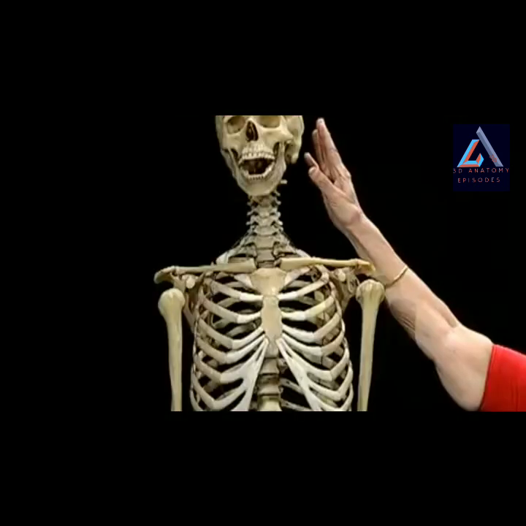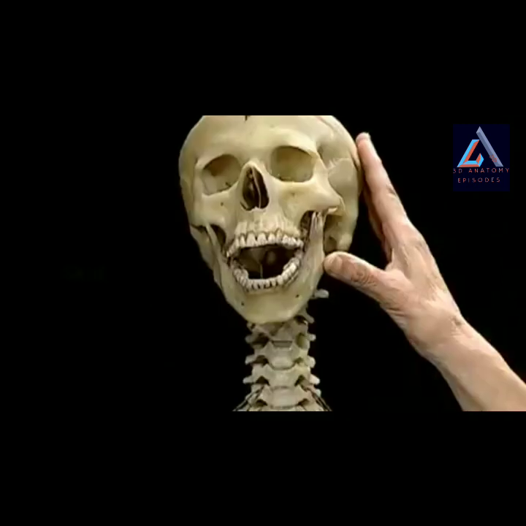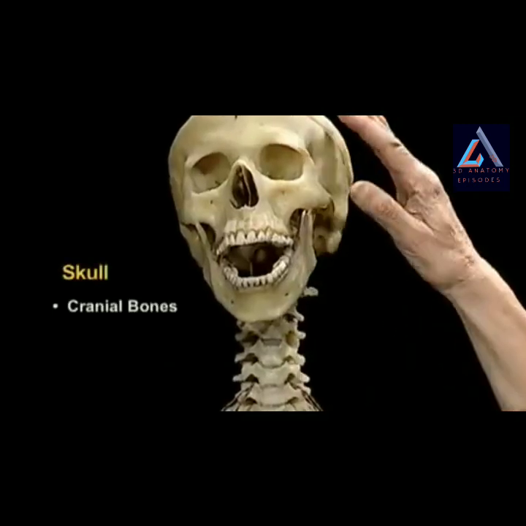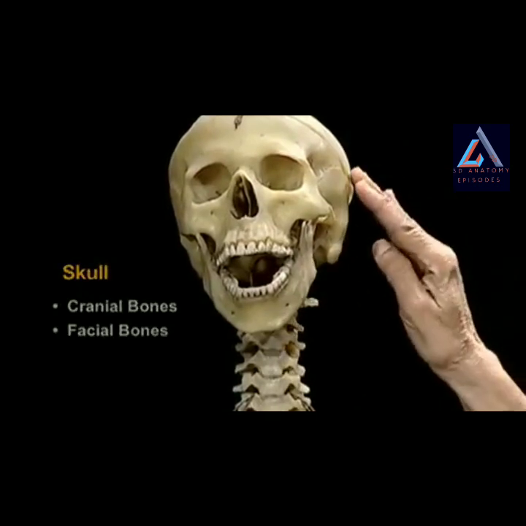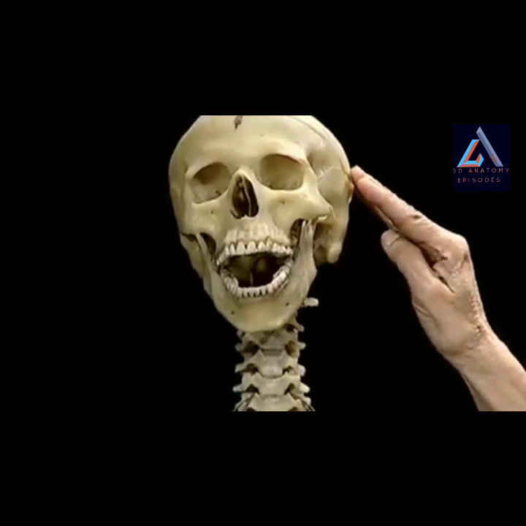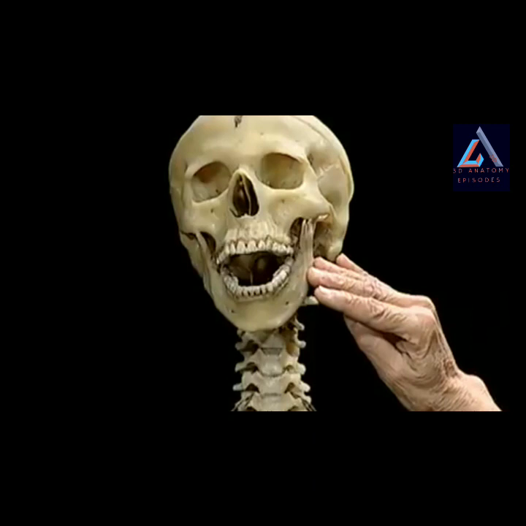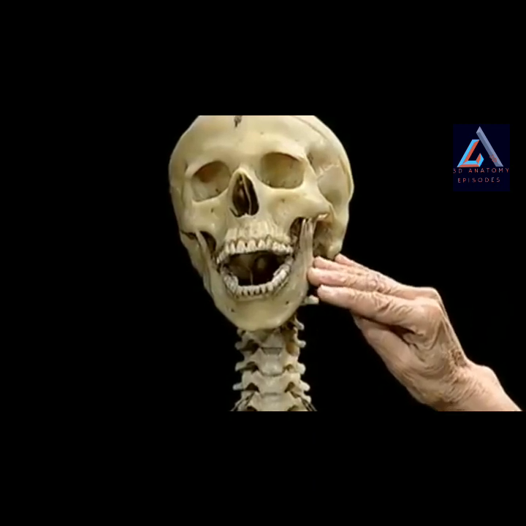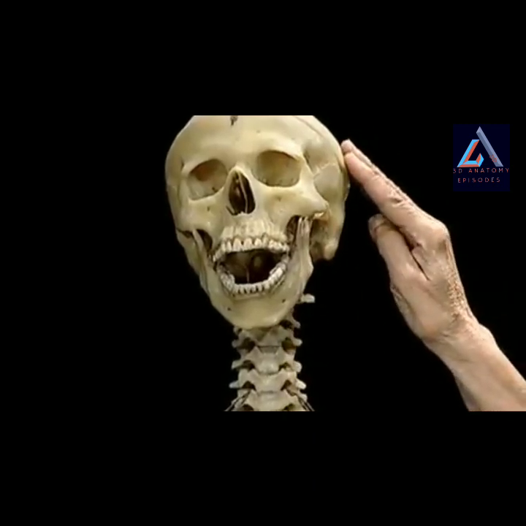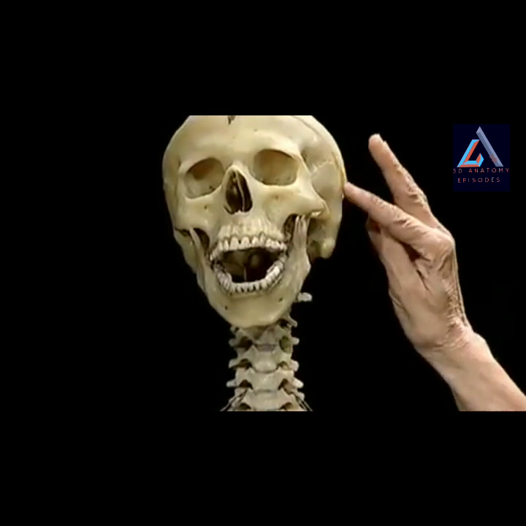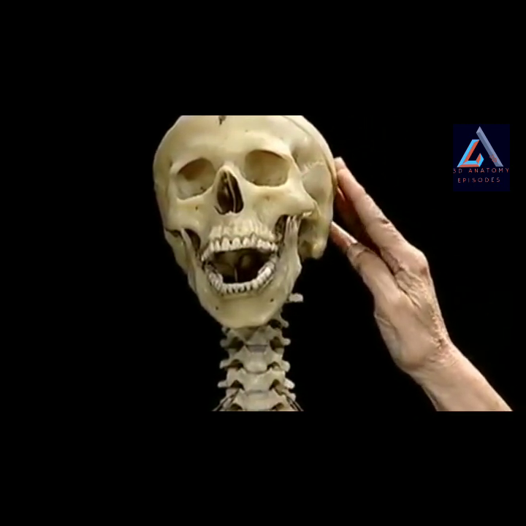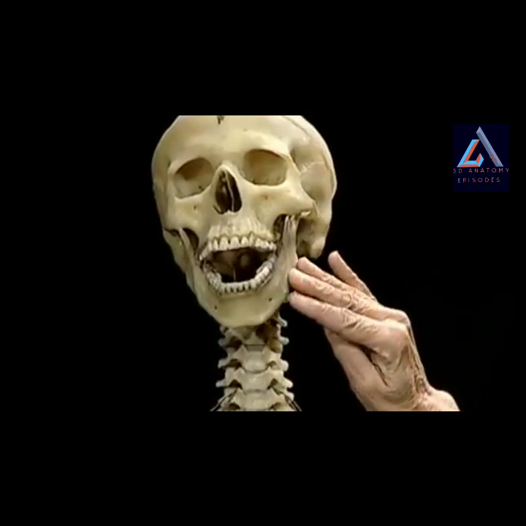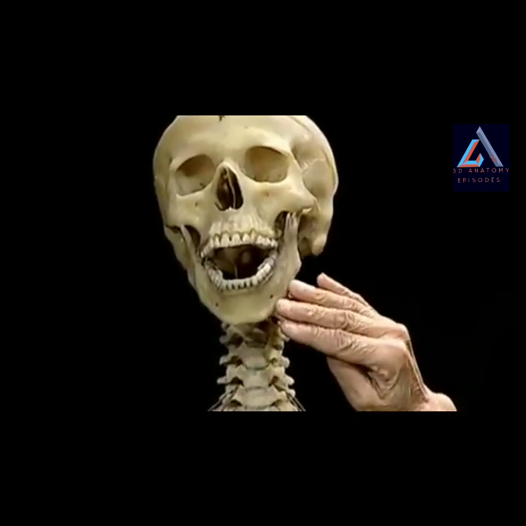You can see the skull here. It has two parts, the cranium and the facial bones. There are 8 bones in the cranium and 14 bones in the facial region. The cranium bones are attached to each other by sutures, so they don't move much. Facial bones make the face.